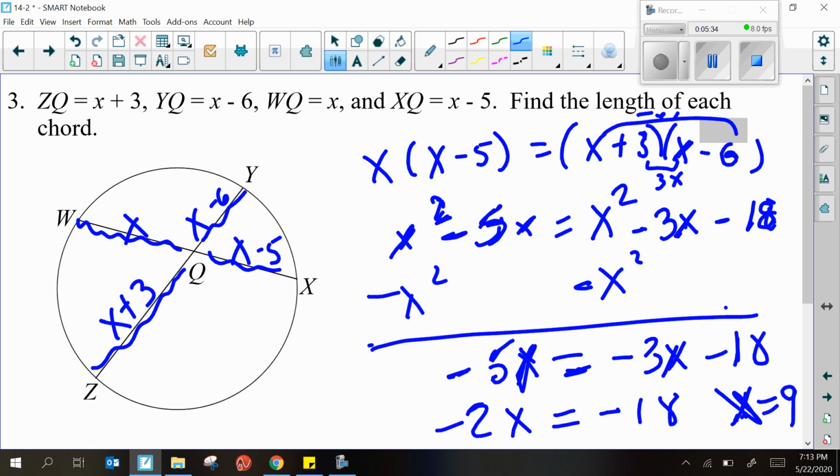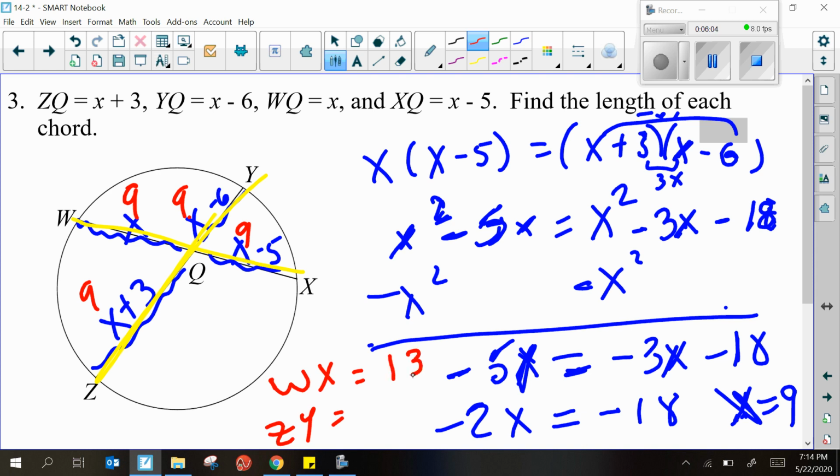Notice it wants me to find the length of each chord. So remember, a chord is all the way across the circle. So I'm doing those in yellow right now. So that means I have to sub in. So WX, and I have to figure out ZY. So I'm going to plug in 9 every time I see an x and figure out what those totals are. So WX is 13 and ZY is 15.